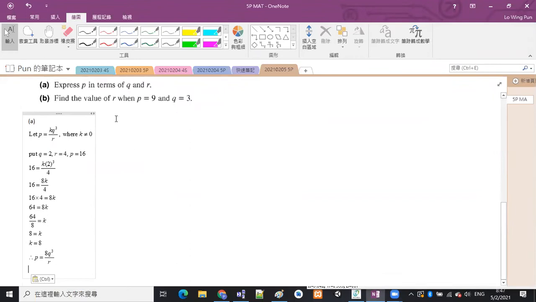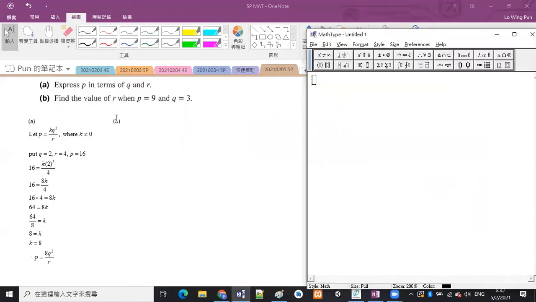Okay. And part B. Question asks to find the value of r when P is 9, and Q is 3. And again, you just put the two numbers into your equation to find the third unknown. Okay, P becomes 9 is equal to 8 times Q to the power 3. So that should be 3 to the power 3. And then divided by R. Okay, and then so if there are some calculation of numbers, you may just use the calculator to calculate this first.